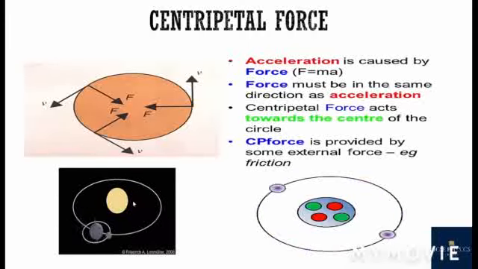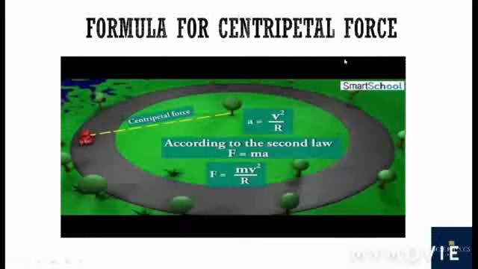In all these examples of centripetal force, the body moves in a circular path with constant speed under dynamic equilibrium. So this is how centripetal force works. The formula for centripetal force: the centripetal acceleration is equal to v squared by r, and this velocity is tangential to the circular path. So putting this formula in the place of acceleration, what do we get? Force is equal to mv squared by r. So this is how we can calculate the centripetal force.